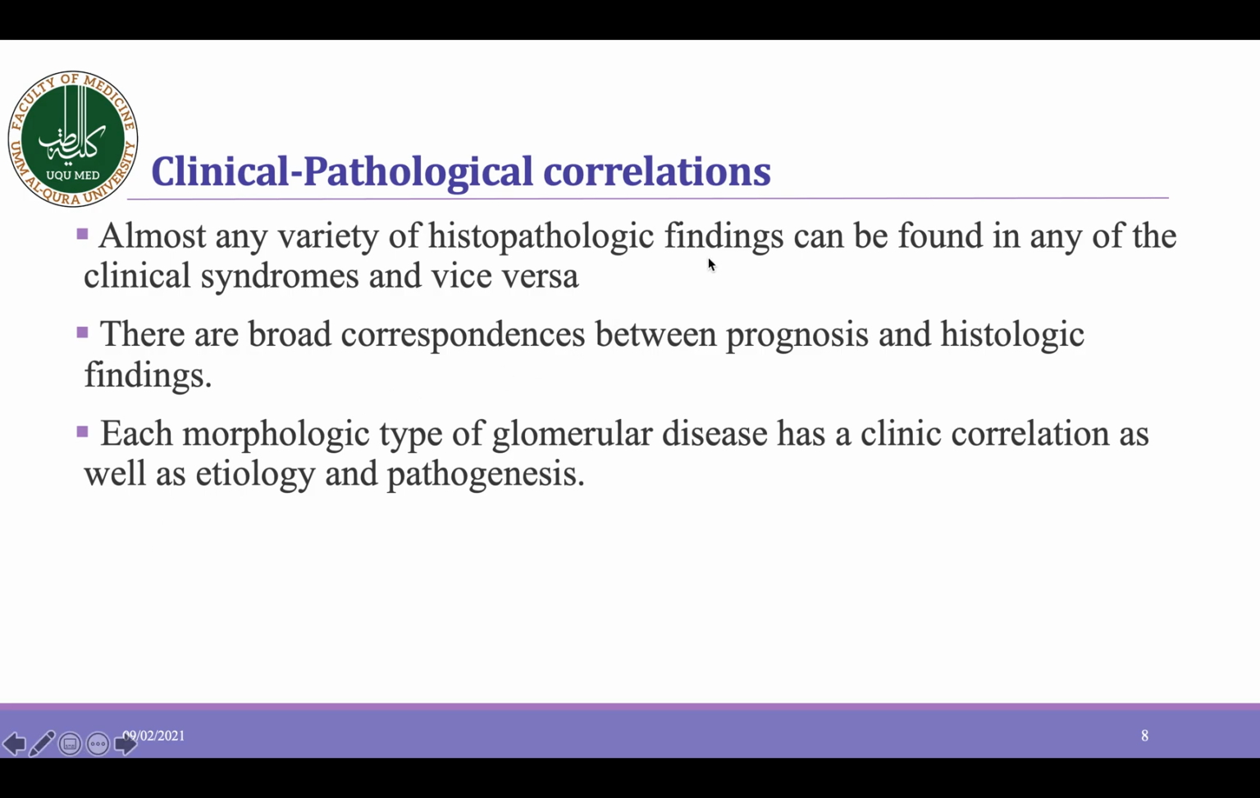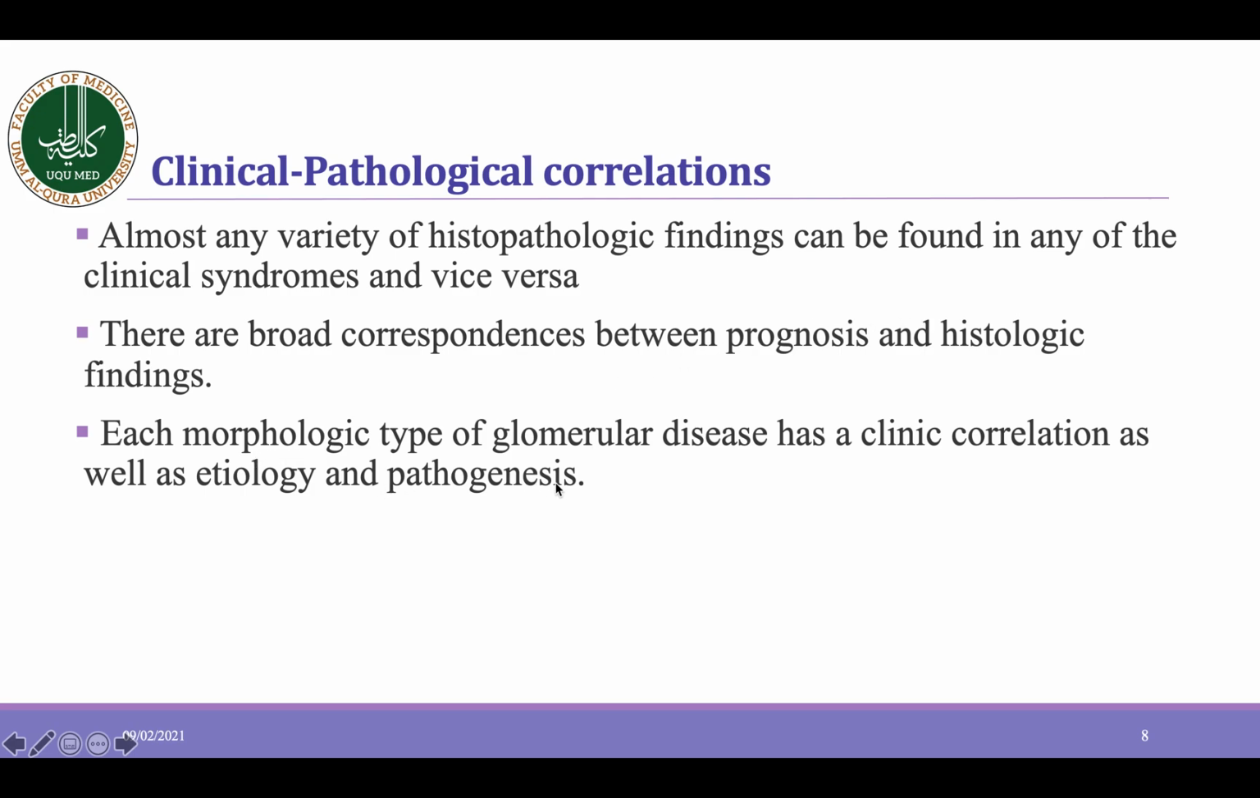Almost any variety of histopathologic finding can be found in any of the clinical syndromes. So this statement might confuse you, but this is what happens. If you have a clinical disease like nephritic syndrome, there is a list of possibilities, and if you have another patient with nephrotic syndrome, there is a list of possibilities. So it is not a one-to-one relation. One syndrome might have different diseases presenting with the same presentation. There is a broad correspondence between prognosis and histologic finding. That's why histologic findings are important, because of the treatment and the prognosis.